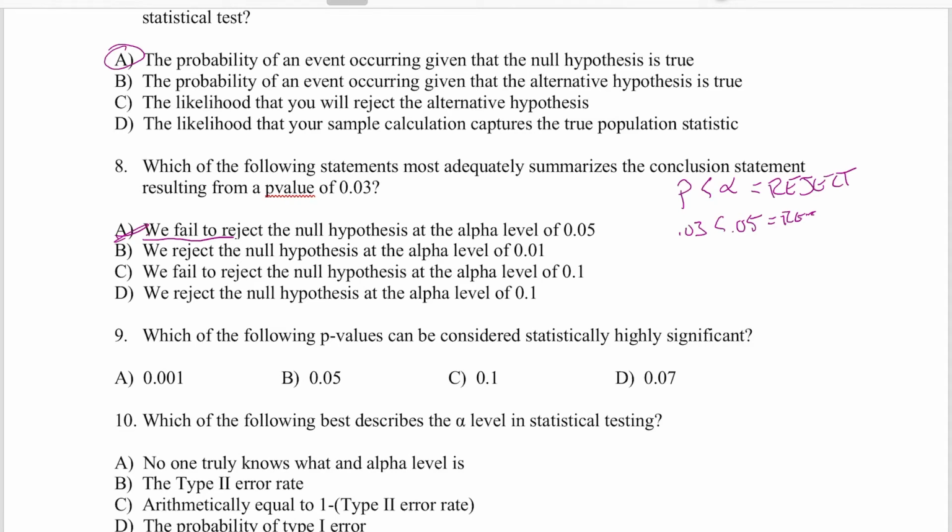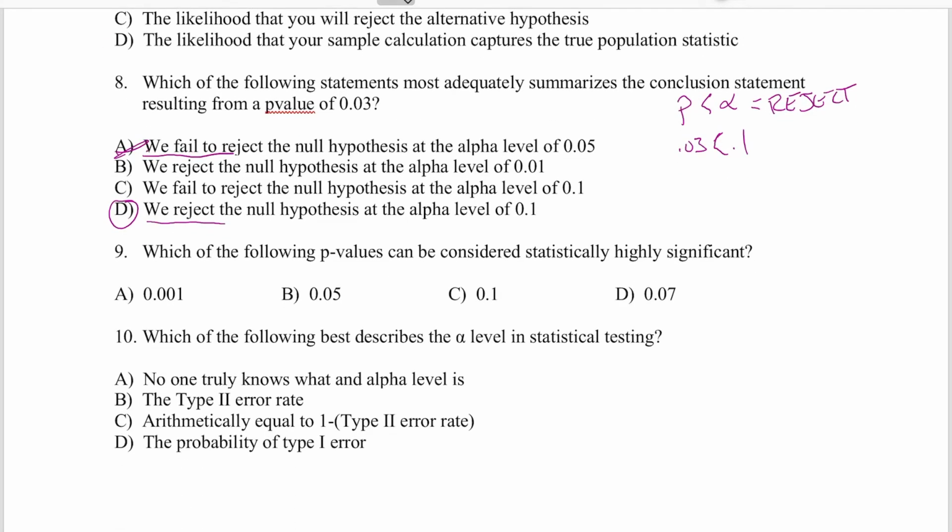If you go through and do each one of those for each problem, you'll see that the answer D is the correct one, where we reject the null hypothesis at alpha level 0.01. Sorry, not 0.01, it's 0.1. And our p is less than alpha, so we reject the null hypothesis, which is what's stated here. We reject the null hypothesis at alpha level 0.1.